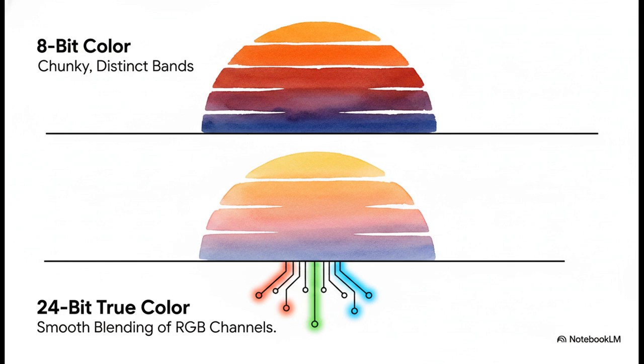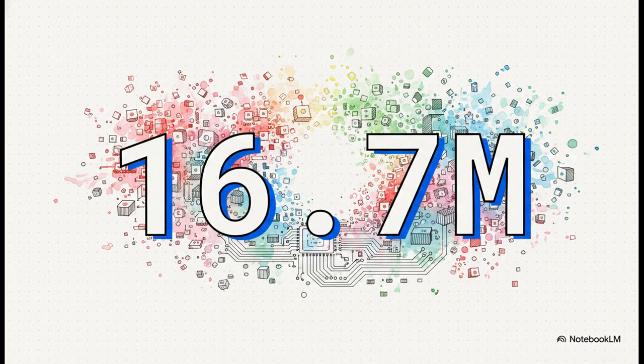And that is exactly why modern computers use a 24-bit true color system, assigning 8 bits specifically for red, 8 bits for green, and 8 bits for blue. And look at this massive leap in scale. By combining those 3 8-bit color channels together, 256 times 256 times 256, modern true color displays can achieve a staggering 16.7 million possible colors. It's a real game changer.